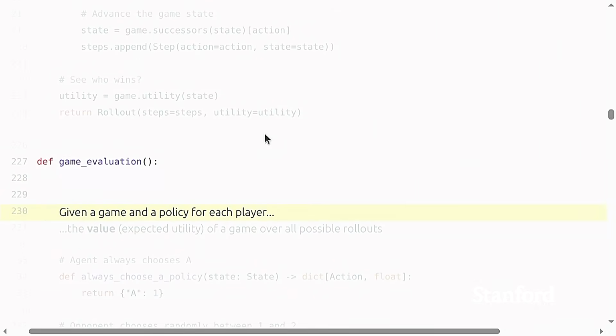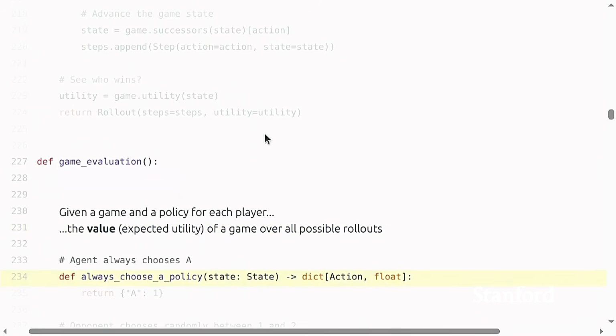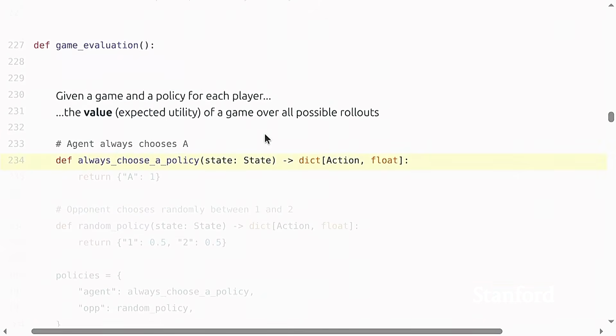So given a game, which we've defined, and a policy for each player, the value of the game is the expected utility over all possible rollouts. This should be very familiar from MDPs, where we define the value at a particular state of a policy as essentially the expected utility. So let's look at a particular policy. We're still on this game here, the game one. We're going to assume the agent always chooses A.